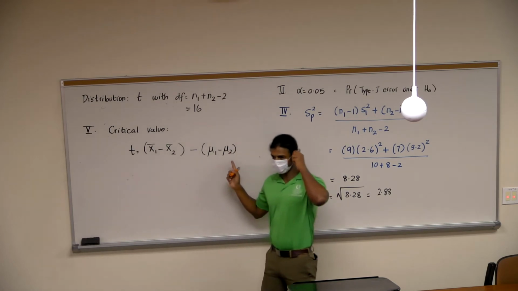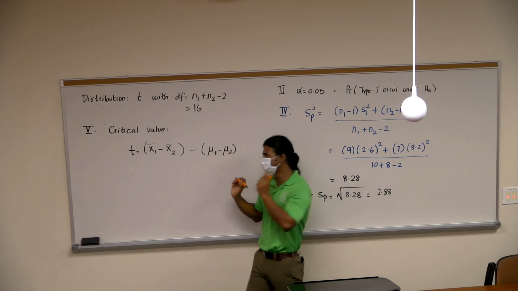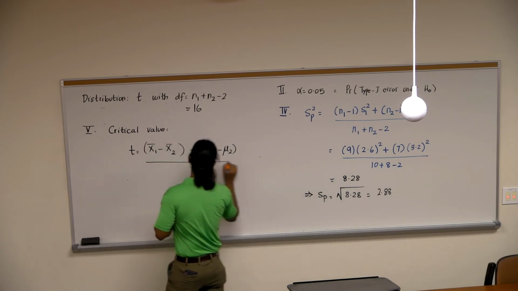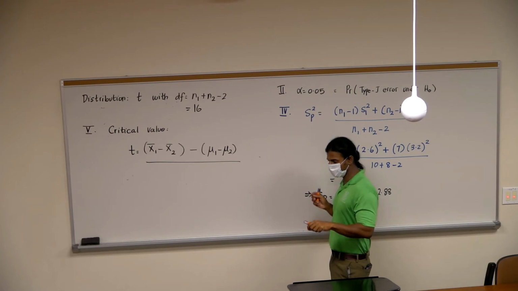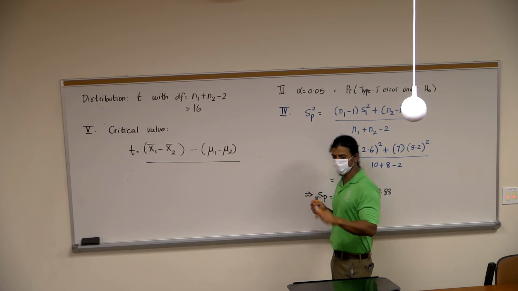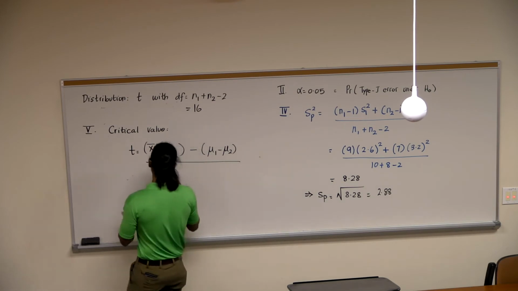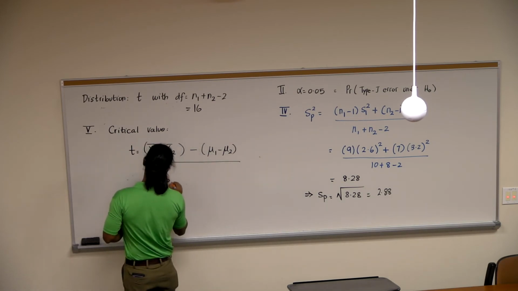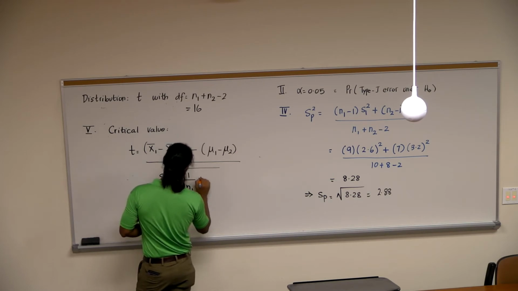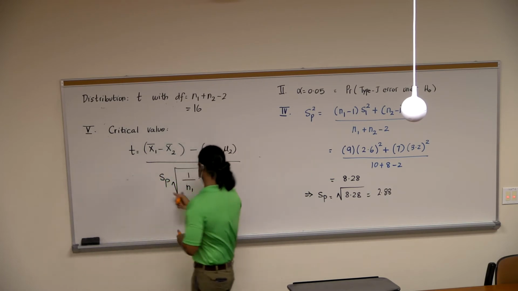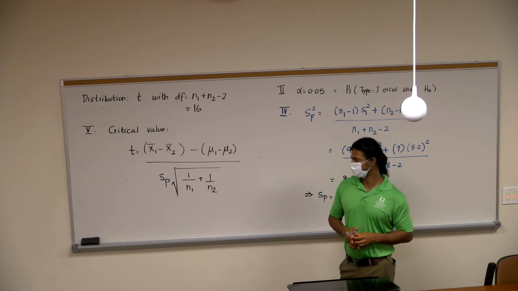Remember from last time, I wrote this, the numerator was the exact same term. And in the denominator, we had the square root of s1 squared over n1 plus s2 squared over n2. But since we pool the variances together, the denominator is simply sp times the square root of 1 over n1 plus 1 over n2.